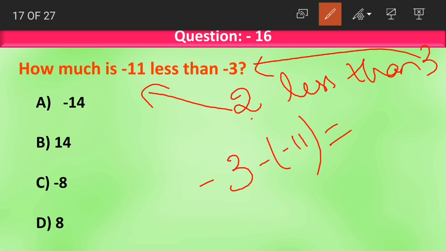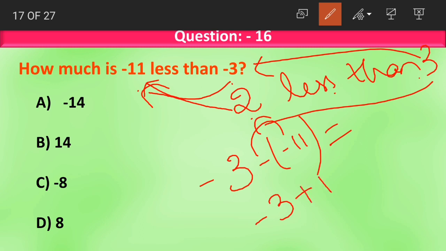When we said 2 less than 3, what did we do? We did 3 minus 2. In the same way, when we say minus 11 less than minus 3, we should subtract minus 11 from minus 3. Minus 3 minus of minus 11. Understood, class? Minus 3 minus of minus 11. Minus into minus becomes plus 11.